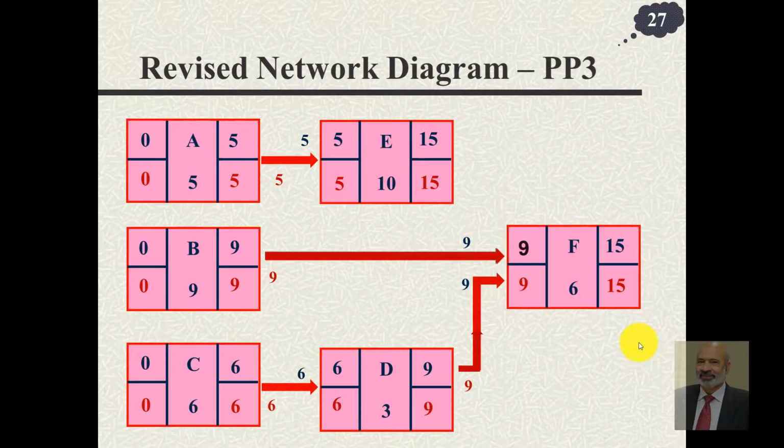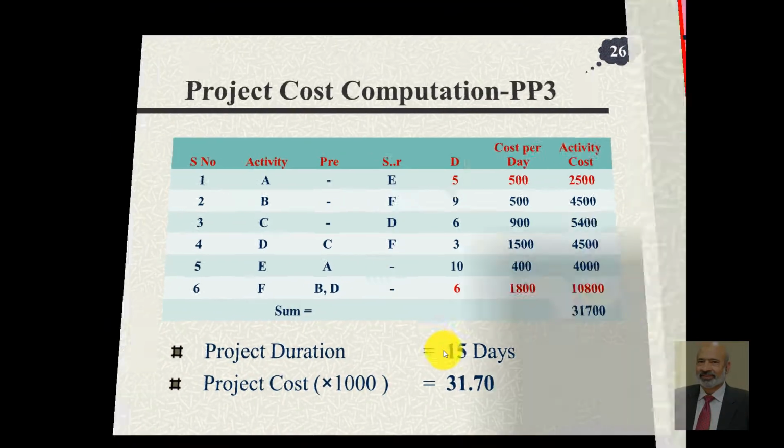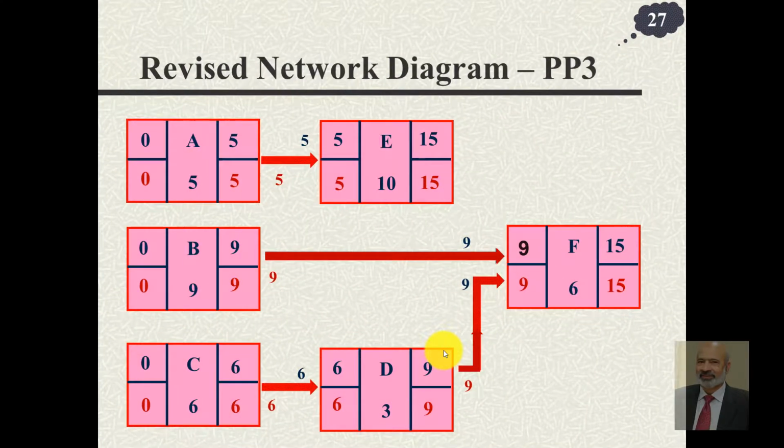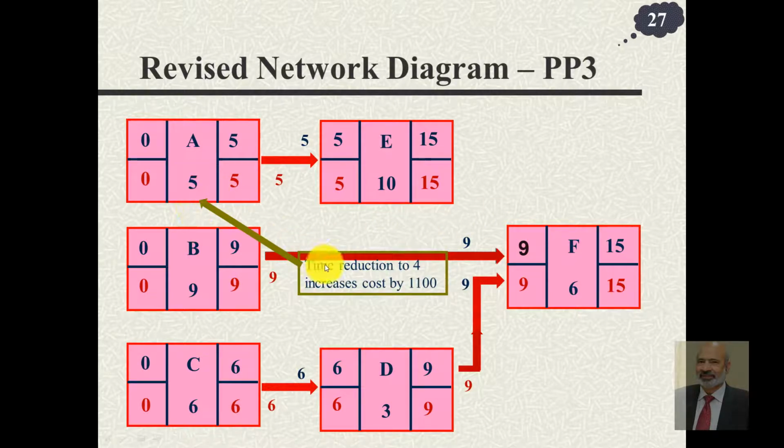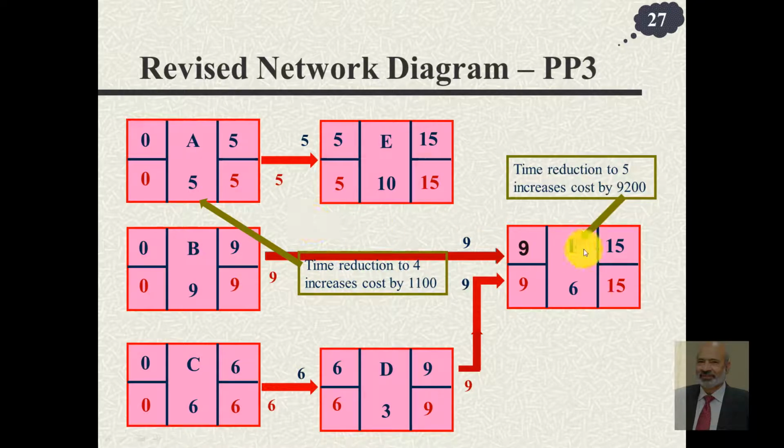Can we reduce it any further? So now we have 15 days, which we computed last time. Here 15 days, and notice again all the activities are on critical path and we have the same choices. Reduce this to 4 days, reduce this to 5 days costing you 9,200, reduce this to 9 days costing 1,400. Now out of these two we have to pick one. This one costs 1,400, this one costs 1,100. So this should be our obvious choice.